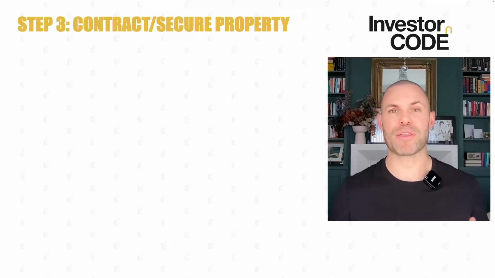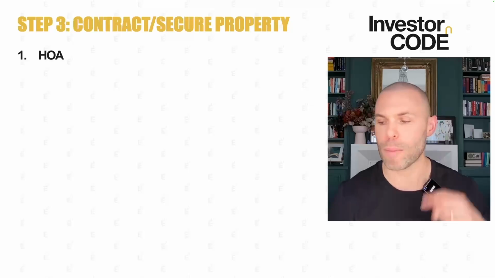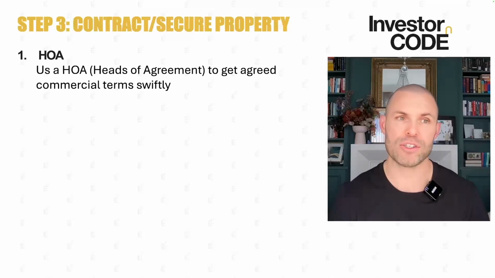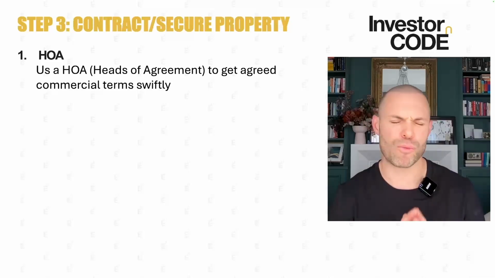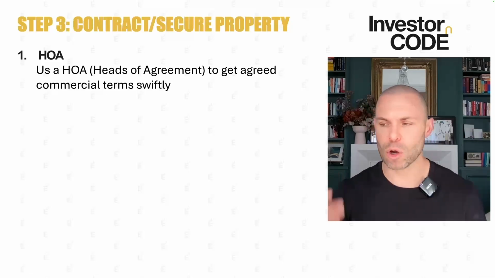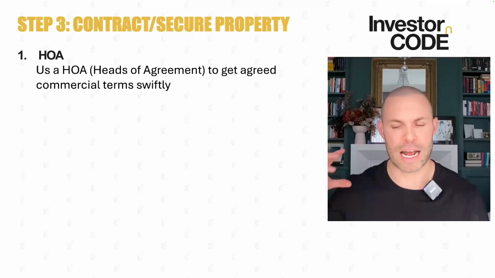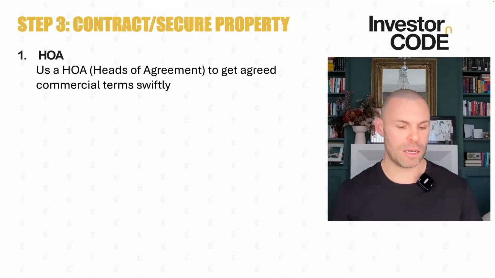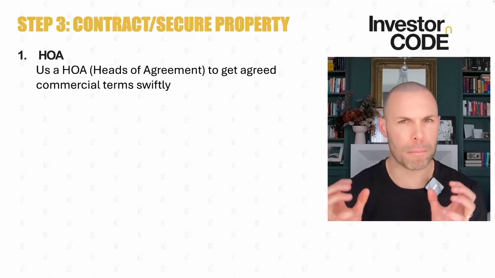Now we're on to step 3, contracting and securing the property. How are you going to go about doing that? And I always suggest using a heads of agreement to get the agreed commercial terms, getting it done really swiftly. There's so much time and energy that can be lost when things drag out. So I often try and act really quickly within 2 weeks, sometimes even within a week. I like to get terms agreed, signed, sealed, and on paper. And that's just the commercial terms, okay?